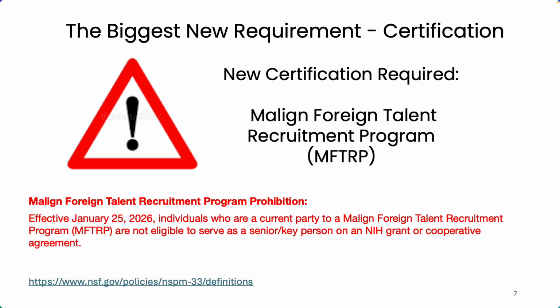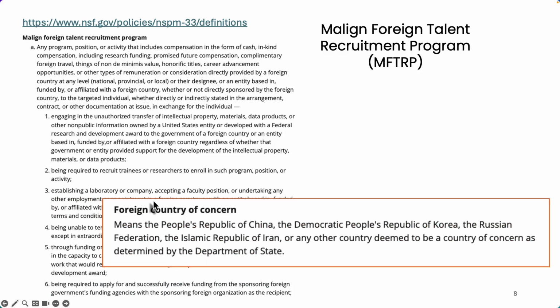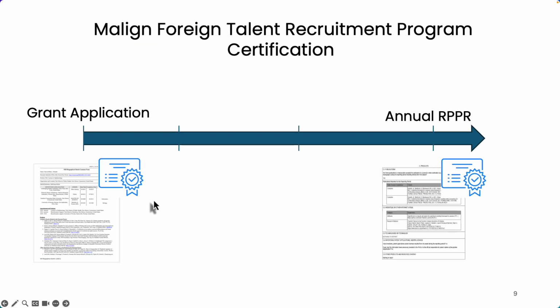One of the most significant changes or requirements is a mandatory certification. As part of these new forms, each senior and key person must personally certify that they are not a party to a malign foreign talent recruitment program. This certification is required at the time of application on the Biosketch itself and must be recertified annually with your Research Performance Progress Report, or RPPR.